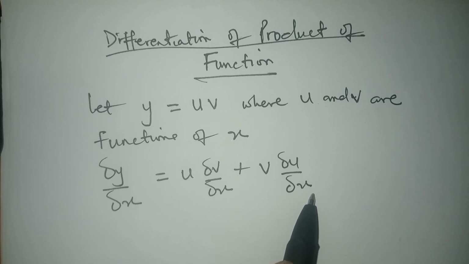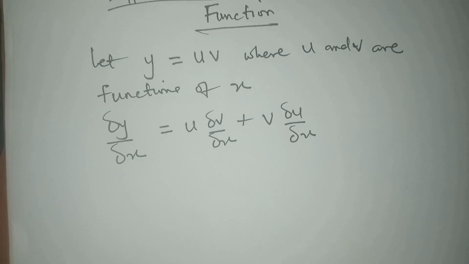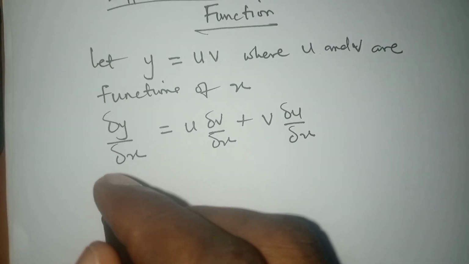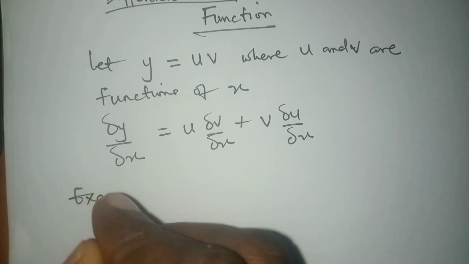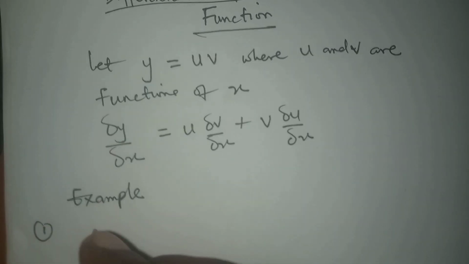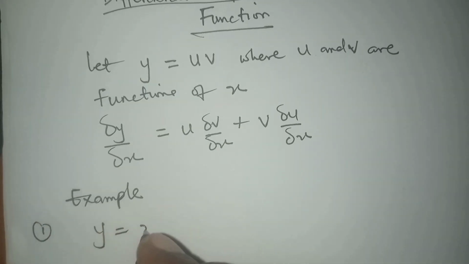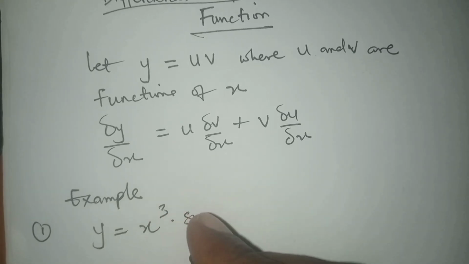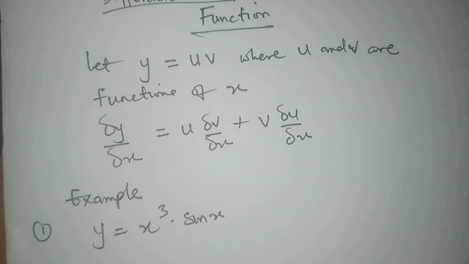Let's try and solve an example with this. Suppose we have this. Example number 1: y equals x cubed dot sine x. So looking at these two functions, we have two functions here.